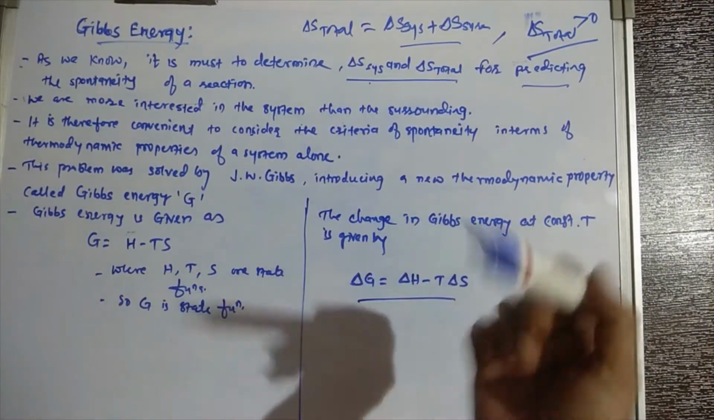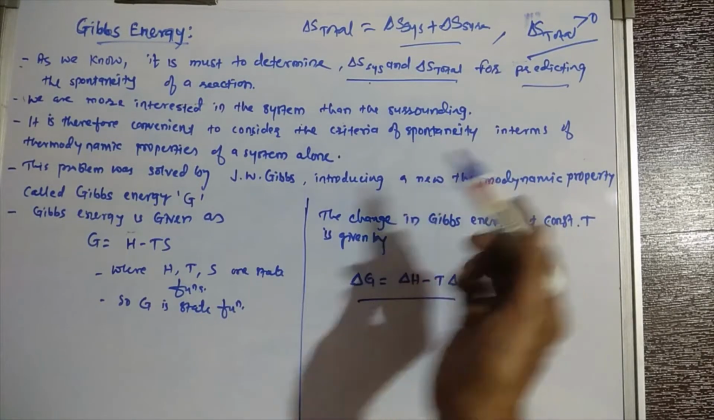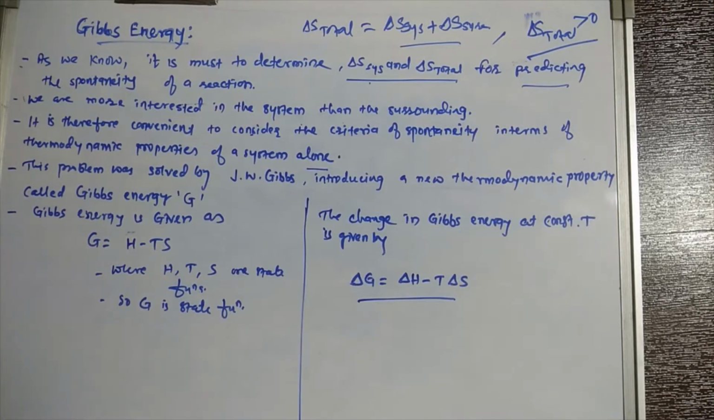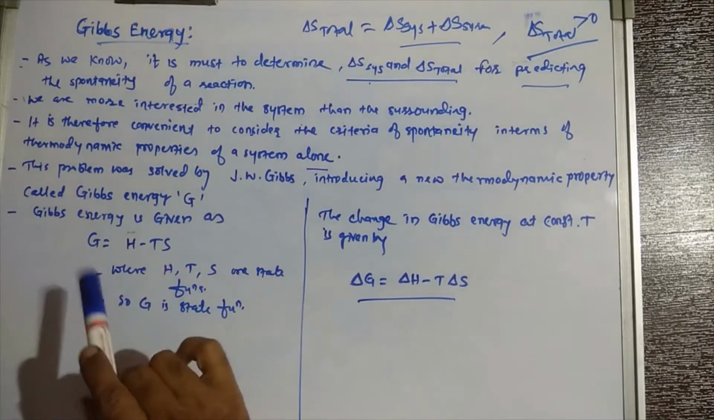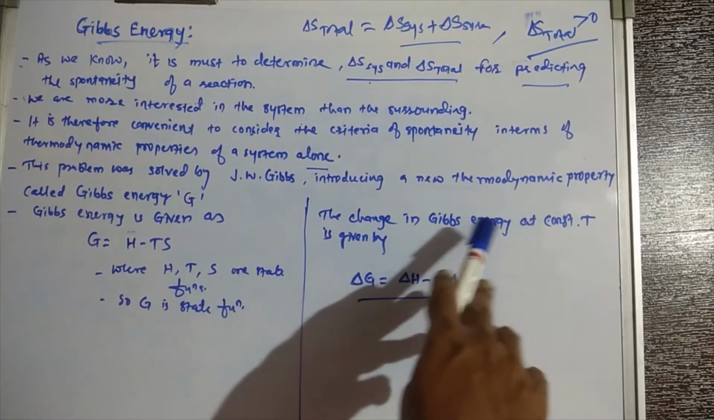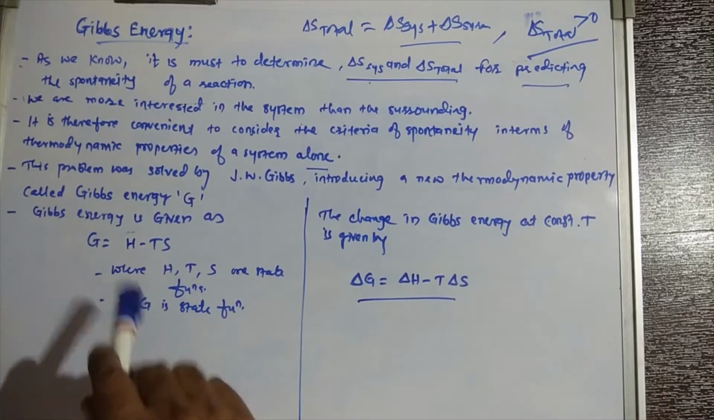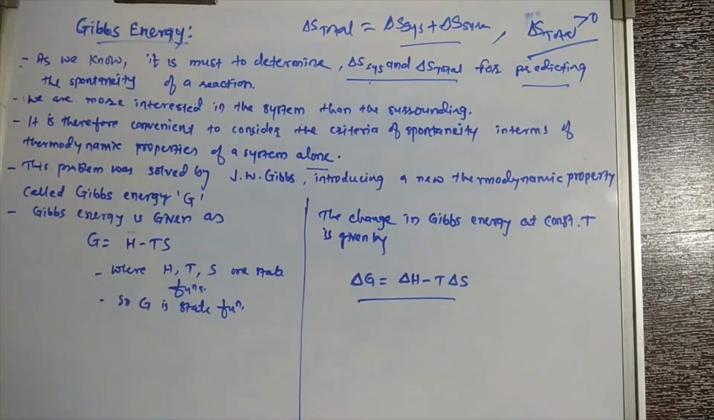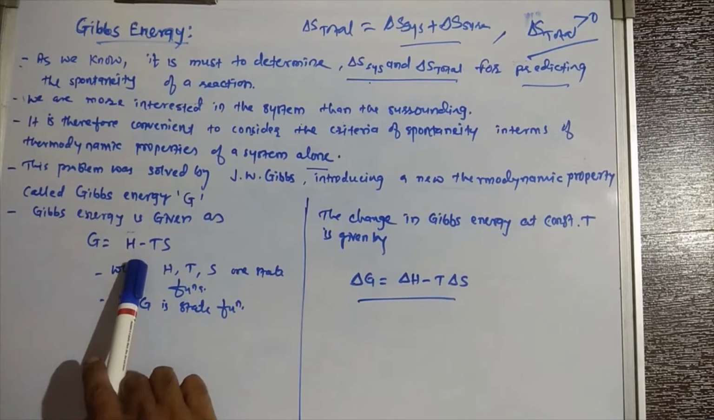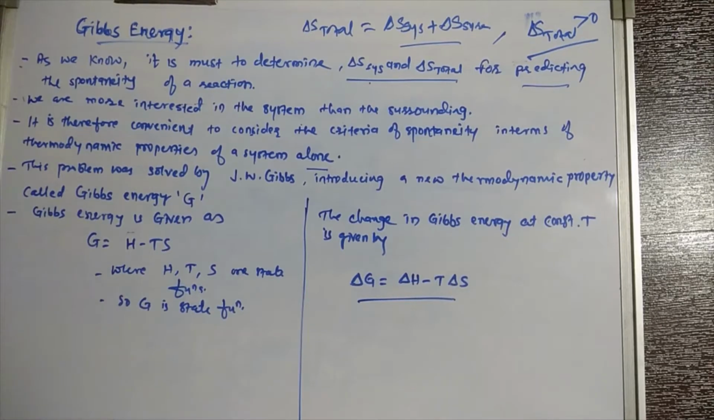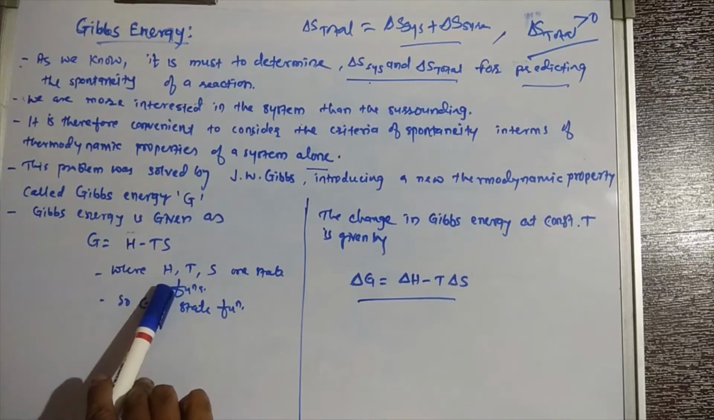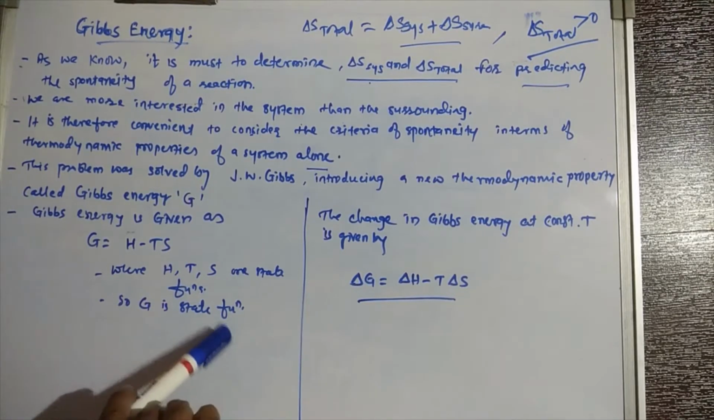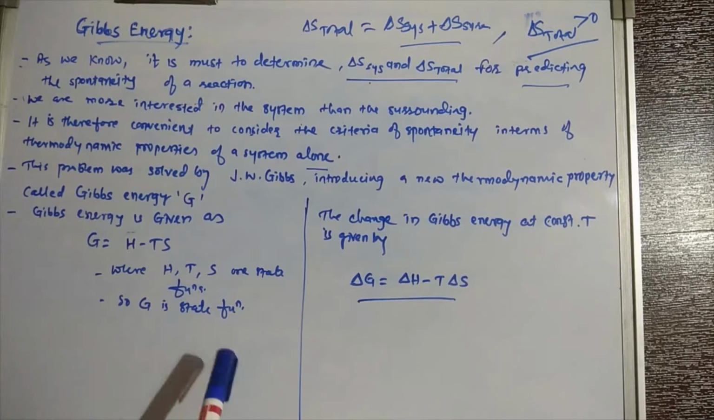It is therefore convenient to consider the criteria of spontaneity in terms of a thermodynamic property of the system alone. This problem was solved by J.W. Gibbs, introducing a new thermodynamic function called Gibbs energy, denoted by G. Gibbs energy is given as G equals H minus TS, where H is the enthalpy of the system, T is the temperature, and S is the entropy of the system. As H, T, and S are state functions, G is also a state function, which depends upon the initial and final state of the system.